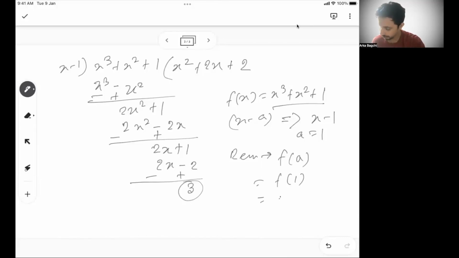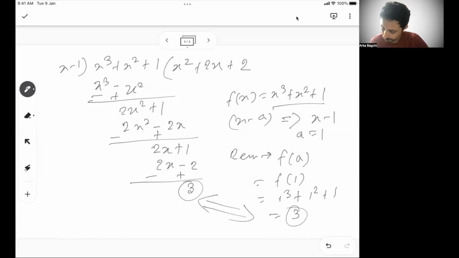So f of 1 will be 1 cube plus 1 square plus 1, which gives 3 as a remainder. So both the things are the same. This is the first theorem that we have learned: f(x) when divided by x minus a leaves a remainder of f(a), but only if f(x) is a polynomial function.